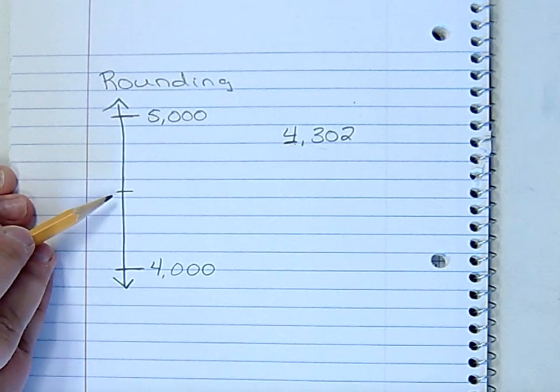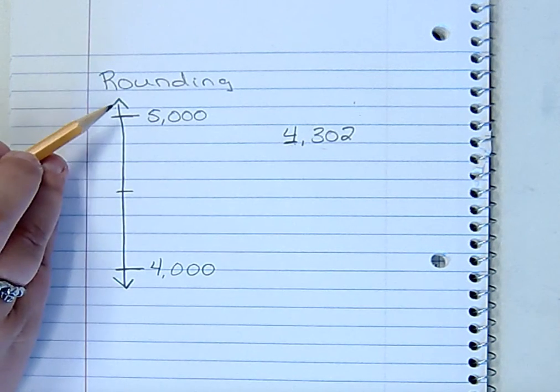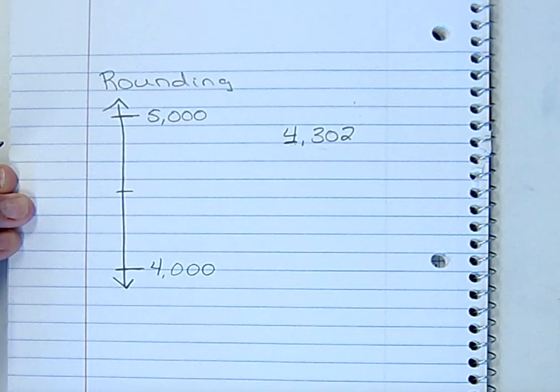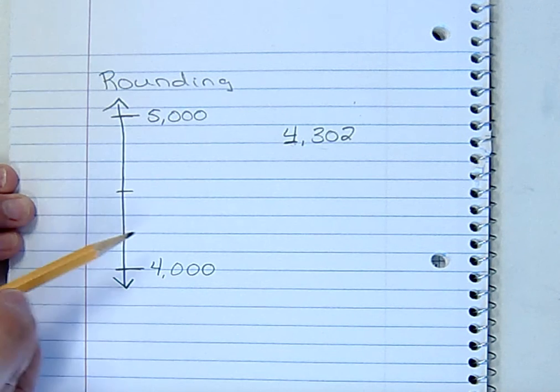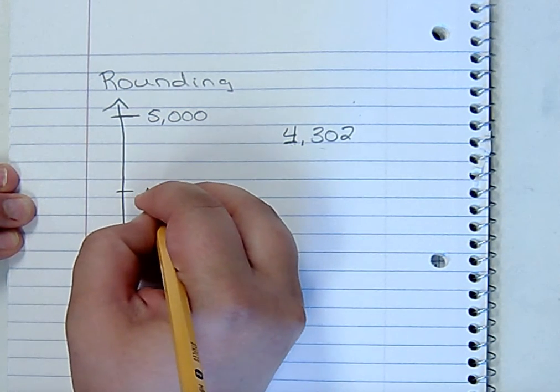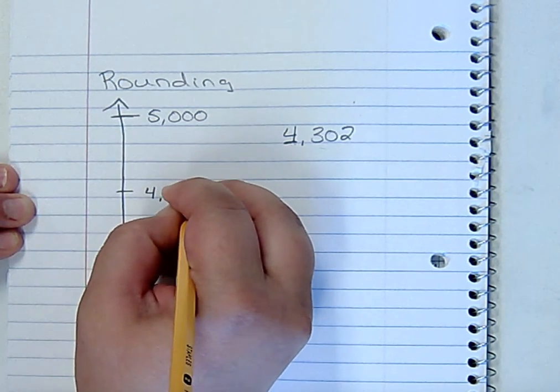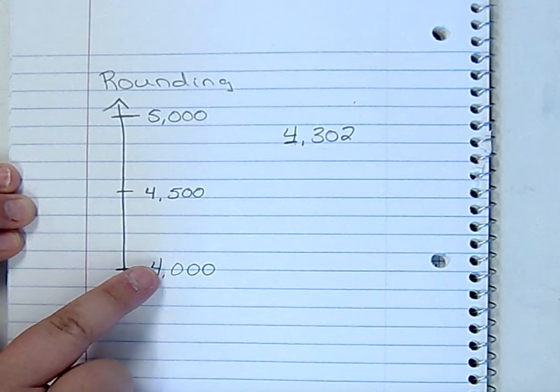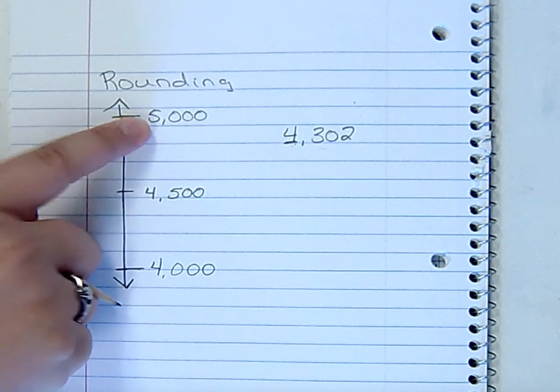My midpoint is going to be halfway between 4,000 and 5,000. Now, half of 1,000 is 500, so my midpoint is going to be 4,500 because that is halfway between 4,000 and 5,000.